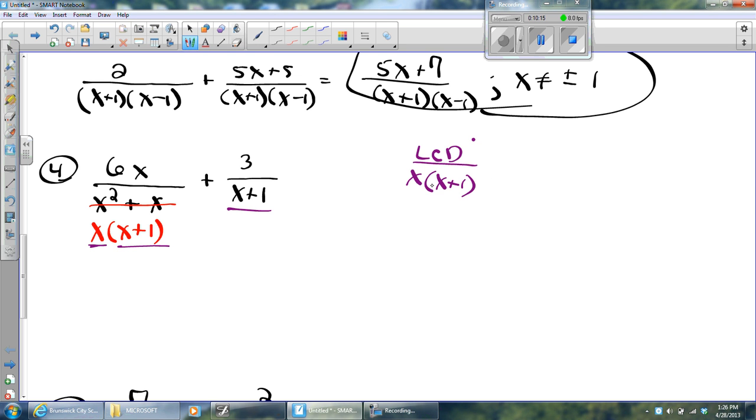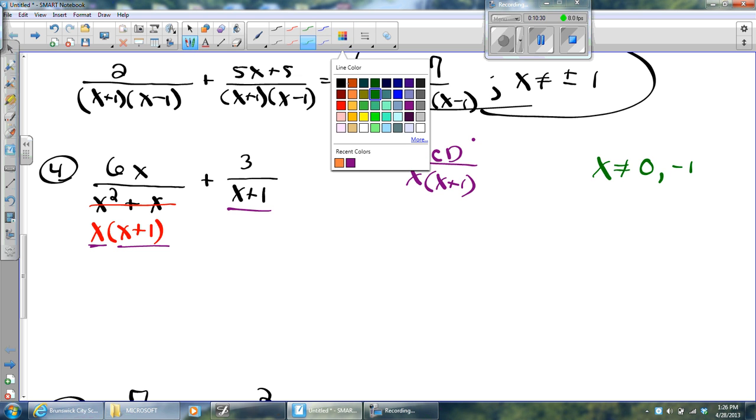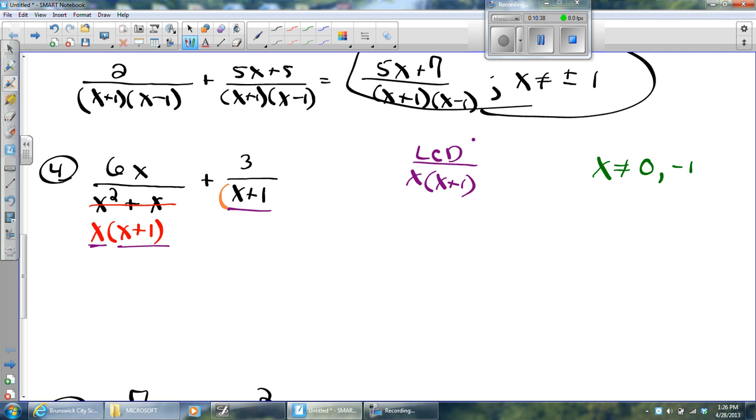When I write the number over here, it can represent itself one time in every denominator. By the way, I don't want to forget to do my restrictions. It looks like x is not going to be allowed to be 0 or -1. Okay, this first fraction, the 6x over x times quantity of x plus 1, already has the LCD. I won't do anything to it. The second fraction is missing an x in the denominator, so I'll multiply.